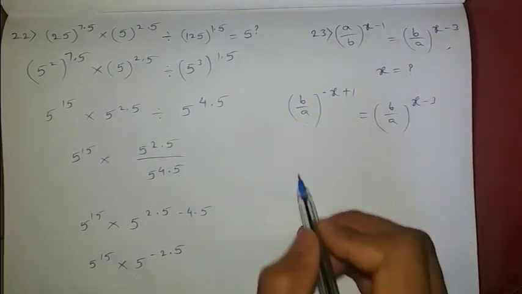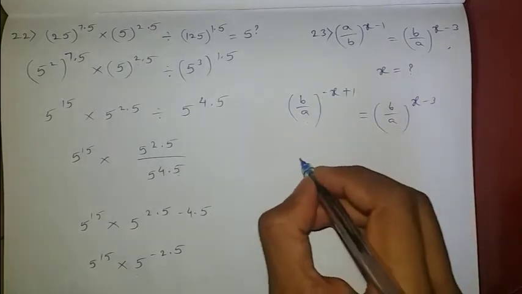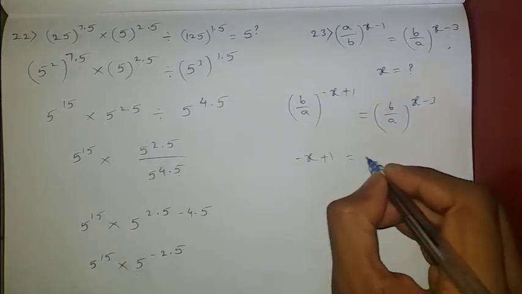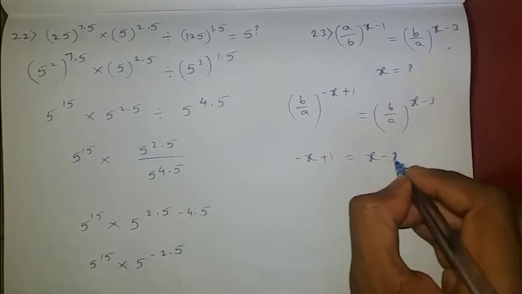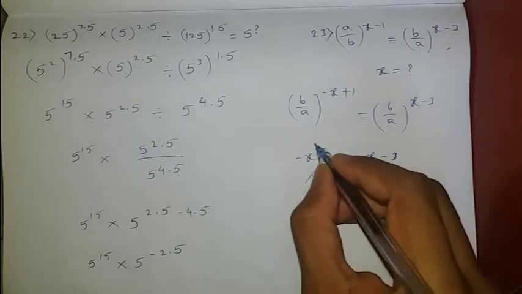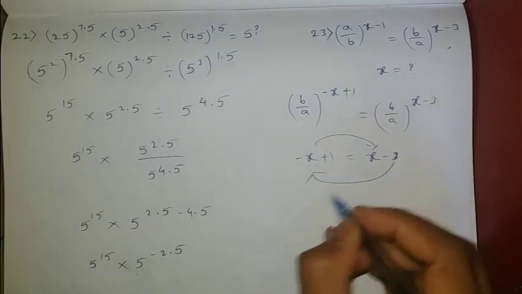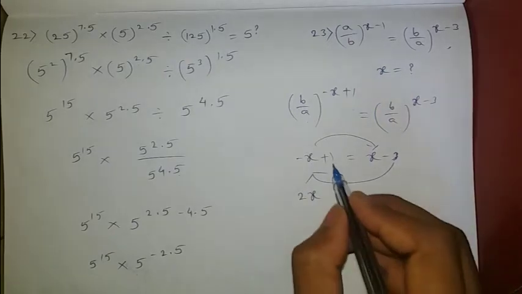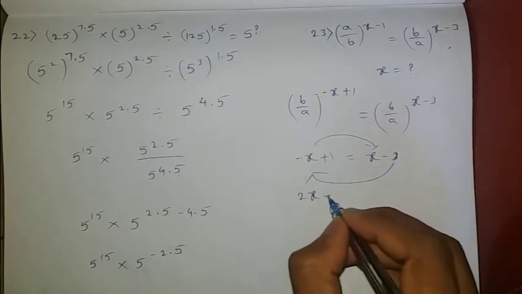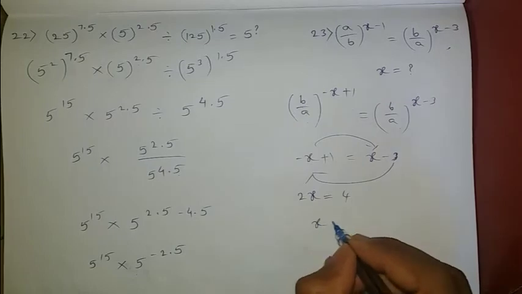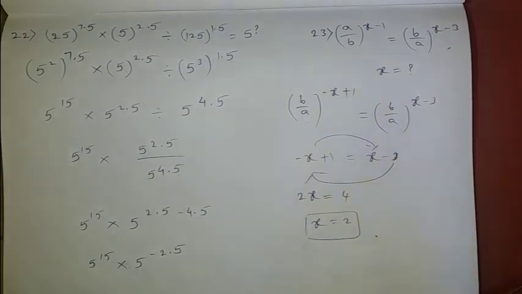Both the bases are equal, so the powers are also equal. Minus x plus 1 is equal to x minus 3. I will bring minus 3 to this side and minus x to that side. Minus x plus x, 2x plus 1 plus 3 equals 4. So x is equal to 2. So the x value is 2.